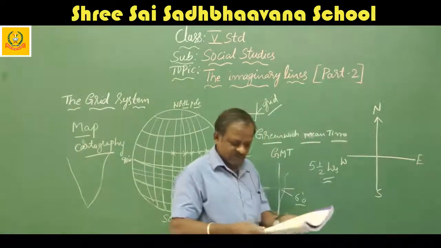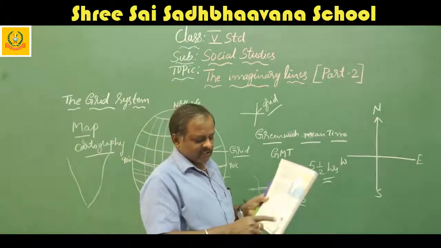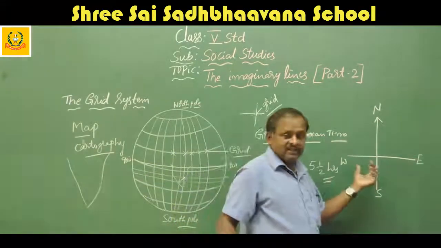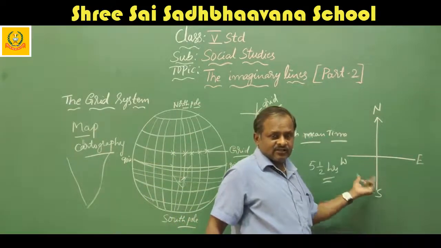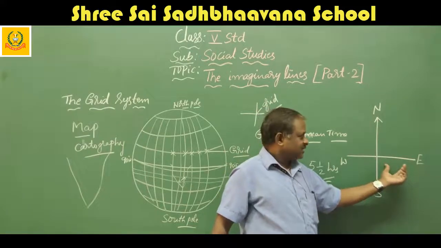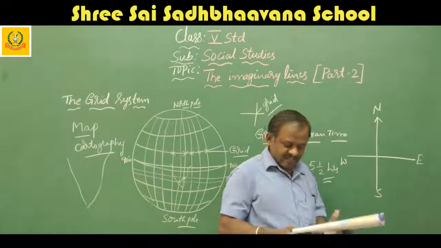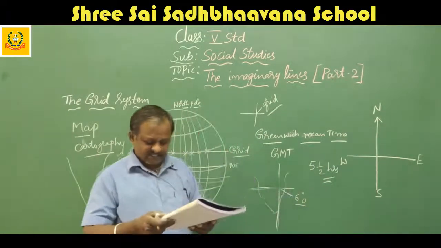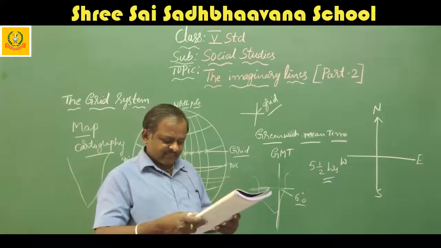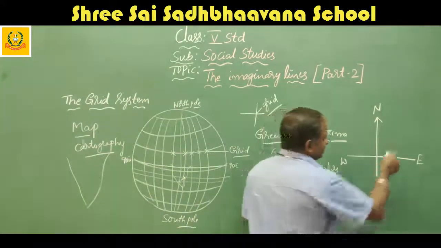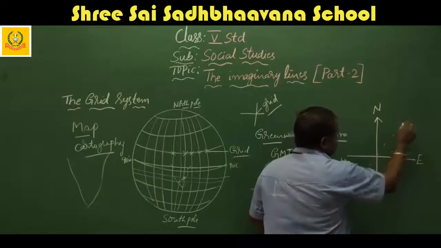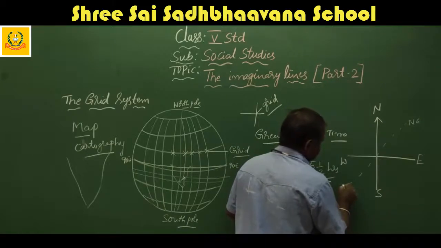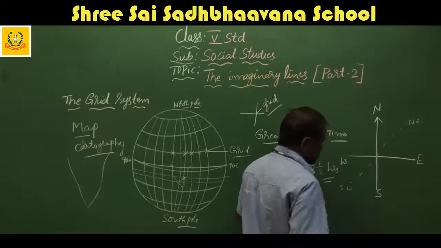See here in your textbook also, page number 4, they have given north, south, west, east. By using this, we will see which is the north, which is the south, which is the west, and which is the east. By this we will easily find out the sub-directions. Northeast lies between north and the east. This is northeast. This is southwest.